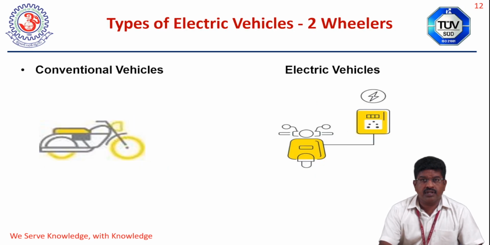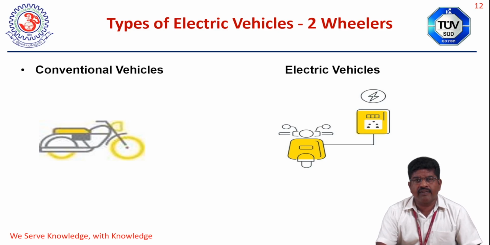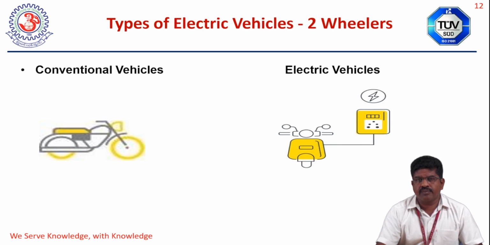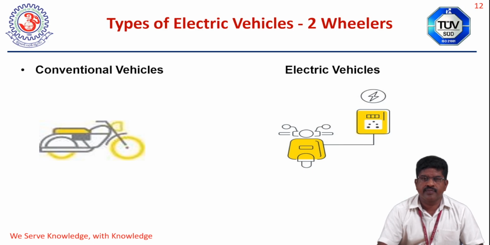So, coming to the types of two-wheeler vehicles, we can see that we have two types. The main types are the conventional vehicles, called bikes, which are fueled by petrol, and the second type is the electric vehicles. These electric vehicles are mainly scooters, either an e-scooter or an e-bike.